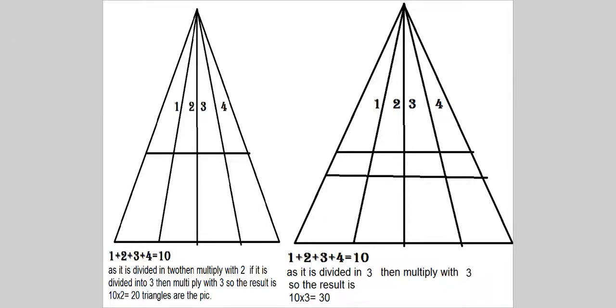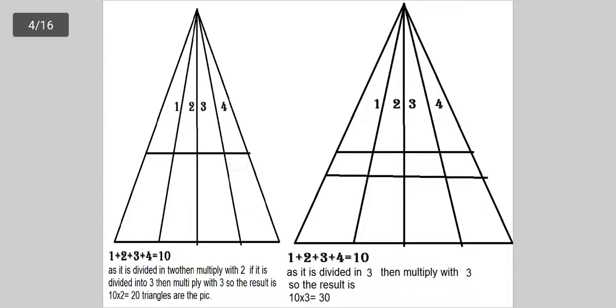Now here, if we are dividing the triangle, as we know we can get the total triangles by adding these numbers: 1, 2, 3, 4. So we add 1 plus 2 plus 3 plus 4. If it is divided in between with a single line, the triangle count will be double, because this line is not making any triangle. By dividing this line we find 1 plus 2 plus 3 plus 4, which is equal to 10 triangles, and by dividing with this line, we multiply by 2.